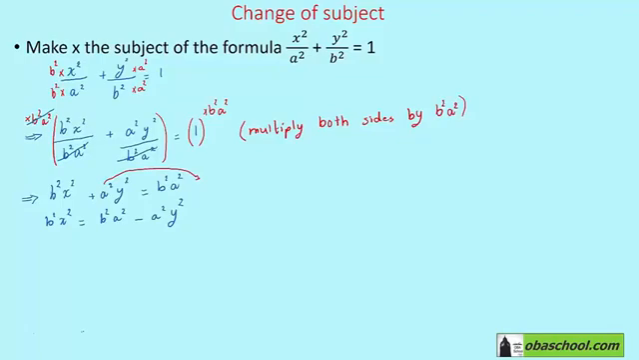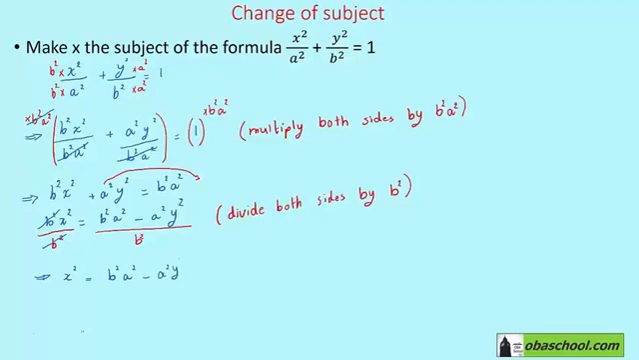The next step is to get rid of the b squared, and that is through dividing both sides of the equal by b squared. So, after the division, we can get rid of the b squared that is right next to the x squared, which leaves us finally with x squared equal to b squared a squared minus a squared y squared over b squared.